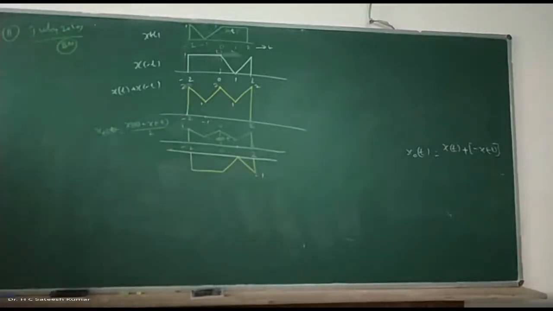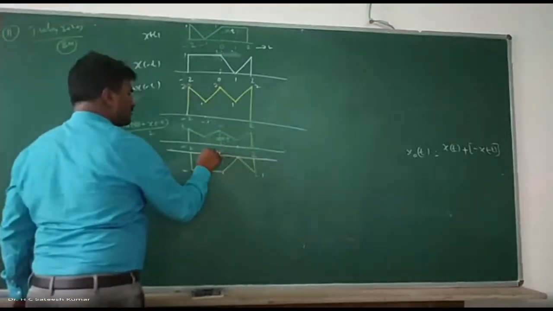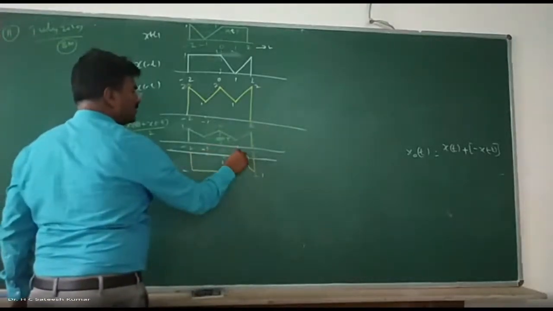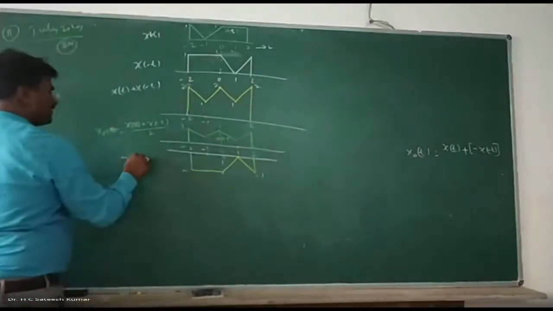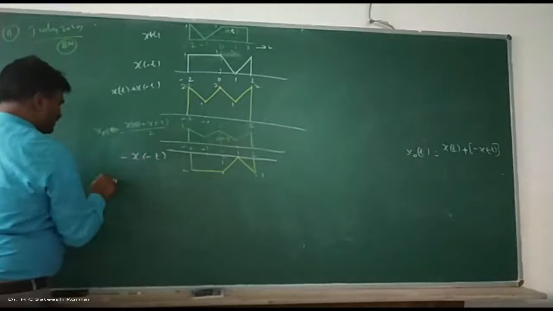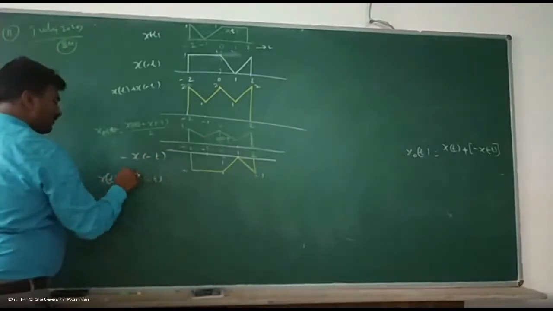So if you add it, you'll get the result. This is minus 1 and this is 0. And this is minus 1, minus 2, 1, 2. Add x of t. So this is minus x of minus t. And x of t plus minus x of minus t is what?